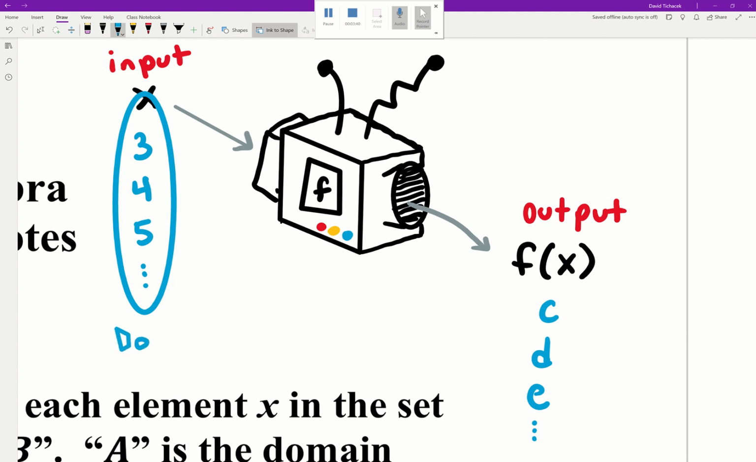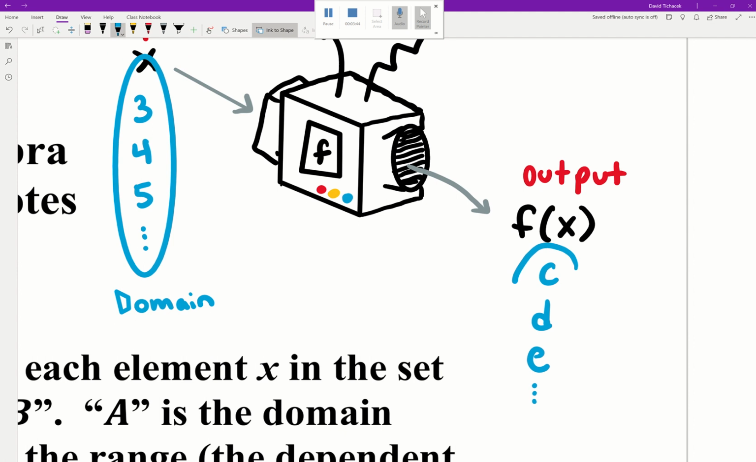So we give that a name. We call that the domain of the function. And then we get this list of all the different things that we get out of this machine as outputs. We go ahead and give that a name. We call that list the range, okay?